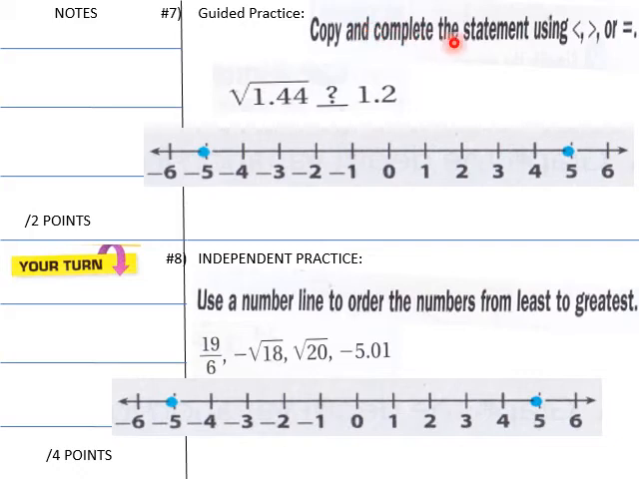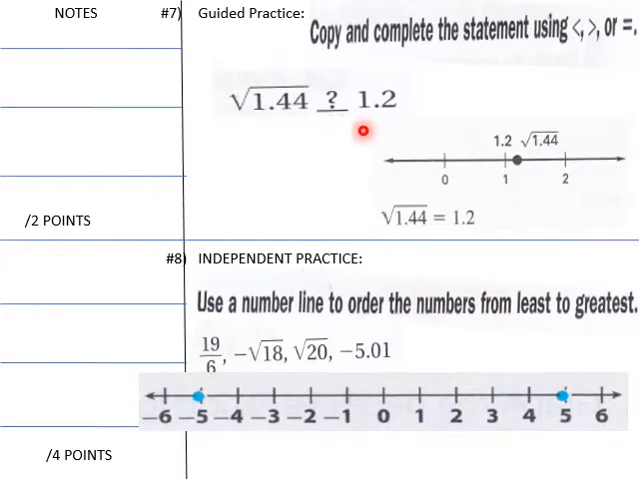Copy and complete the statement using these symbols here, which are less than, greater than, or equal to, and put that in here to make this a true expression, an expression that makes sense. So we have the square root of 1.44 blank 1.2. What's the relation of this quantity to this quantity? Students, this one is yours down here. We're going to do this one up here now.